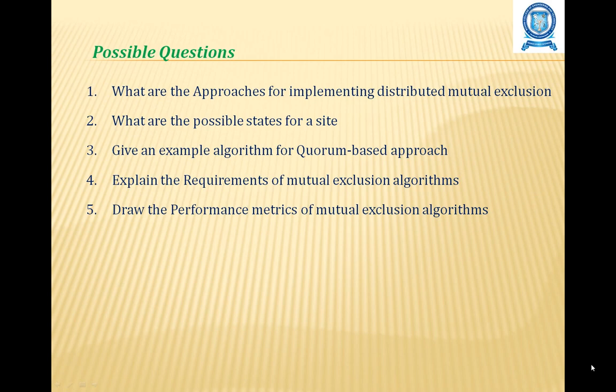So these are the possible questions on this topic: what are the approaches for implementing distributed mutual exclusion, what are the possible states for a site, give an example algorithm for the quorum based approach, explain the requirements of mutual exclusion algorithms, and finally draw the performance metrics of mutual exclusion algorithms.